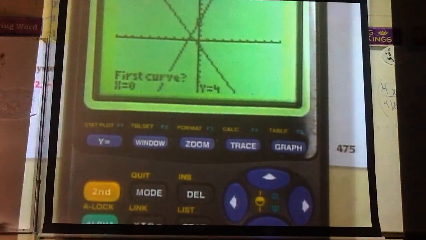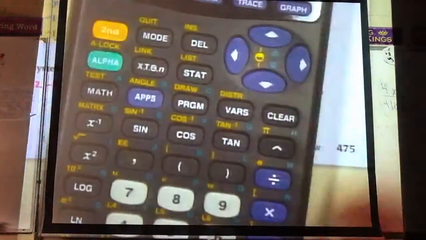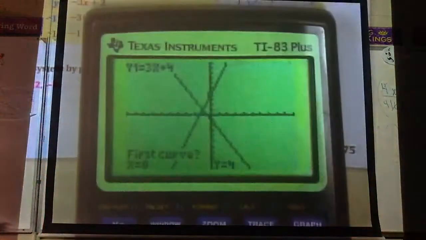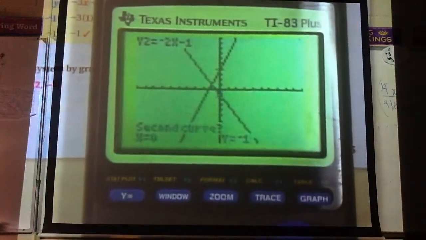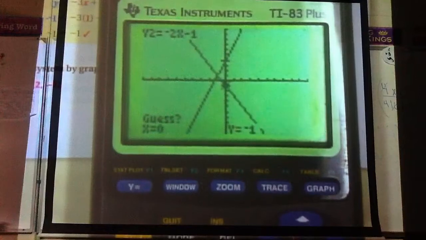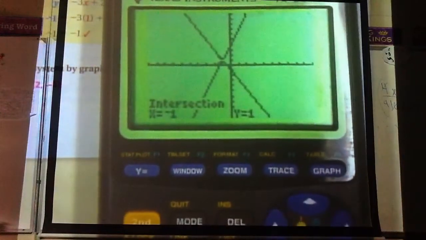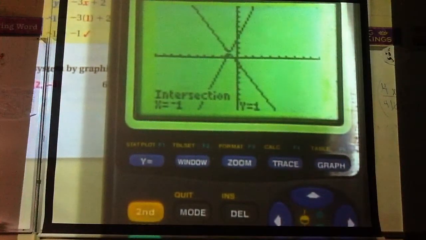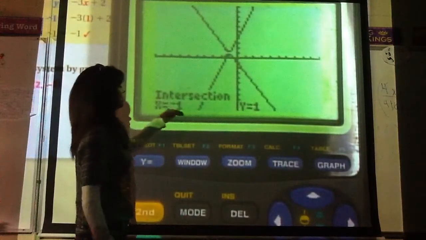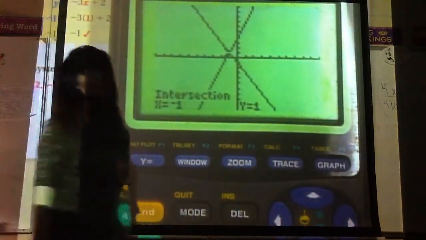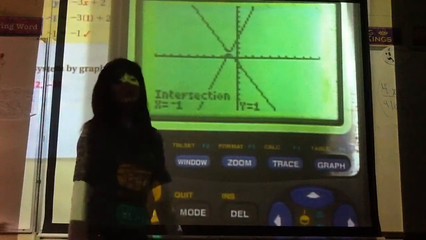Now, this is not your answer. Notice how it says first curve? That is not your answer. You actually have to hit enter 3 times to get your answer. So we got first curve, second curve, no, still not at the answer. Guess, no, still not at the answer. Now we're at the answer, where it says intersection. So you have to keep hitting the enter button 3 times or until you see the word intersection. And we see here that we are intersecting at -1 and +1. So I hope that will help you when you're doing your work.